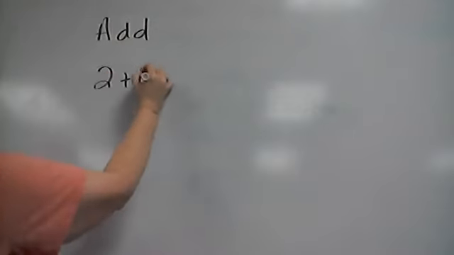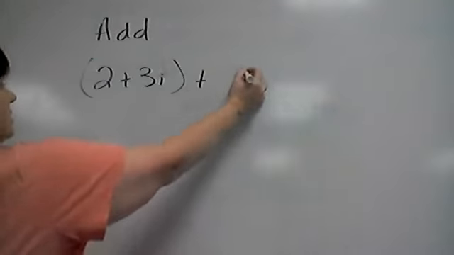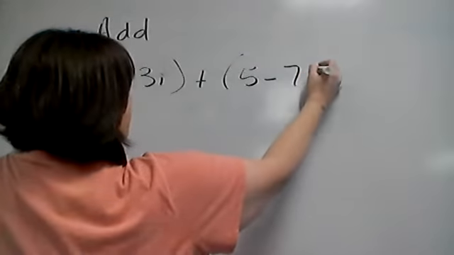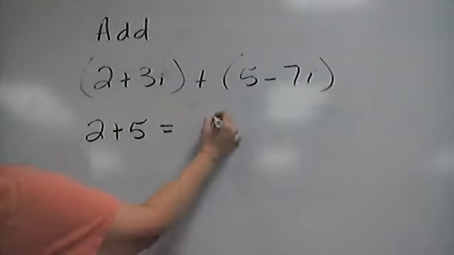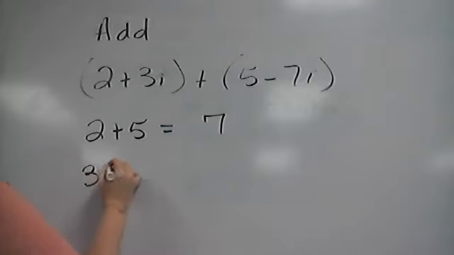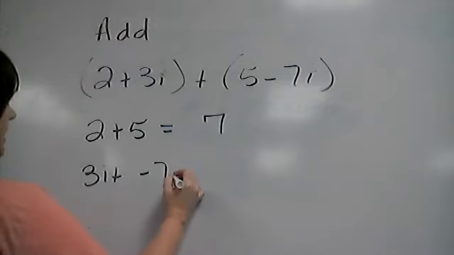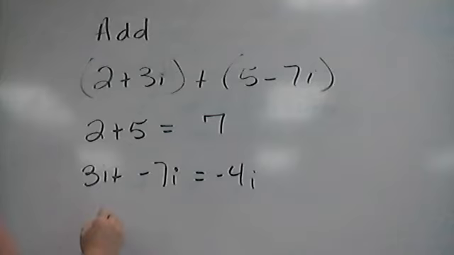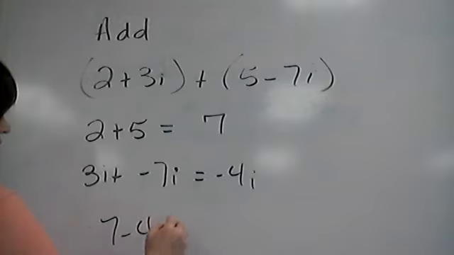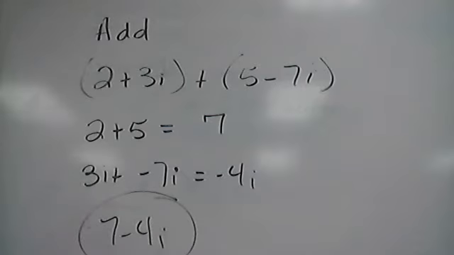So we're going to start with add. 2 plus 3i plus 5 minus 7i. So we're going to add the real components and we're going to add the imaginary. So 2 plus 5 is going to give me 7. 3i plus -7i is -4i. So my answer is going to be 7 minus 4i. So you're going to add the numbers together and you're going to add the coefficients of i together.